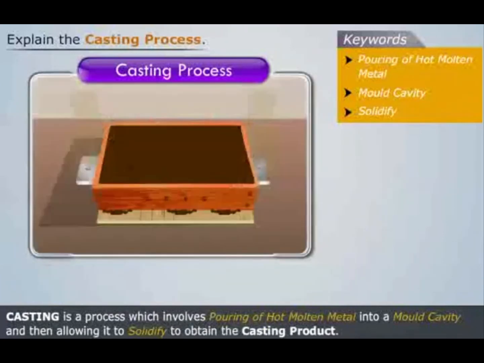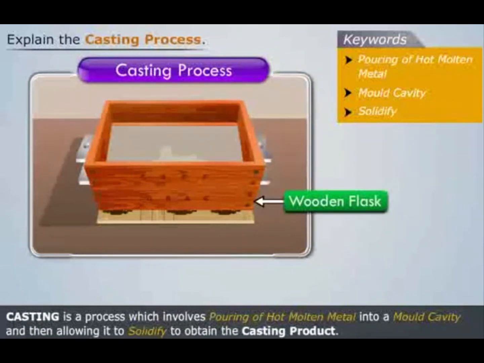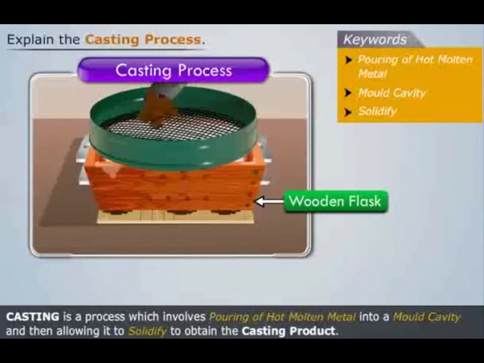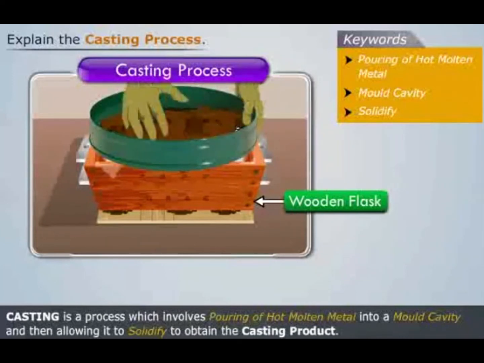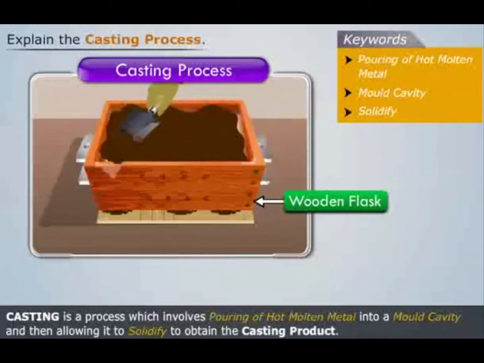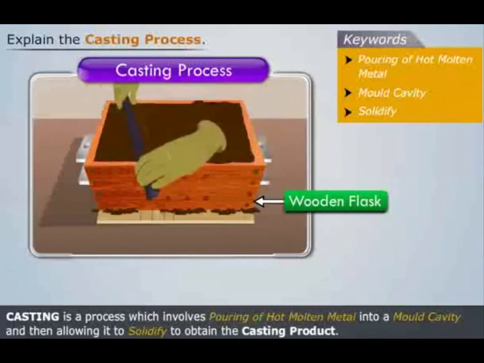Now turn this flask and place another wooden flask over the previous flask. Then place another similar pattern over the first pattern. And repeat the same procedure, that is, sprinkle the parting sand. Then place a hand riddle and put some sand and filter it. Then remove the riddle and put some backing sand. And then ram the sand with the hand rammer and level the sand equally.